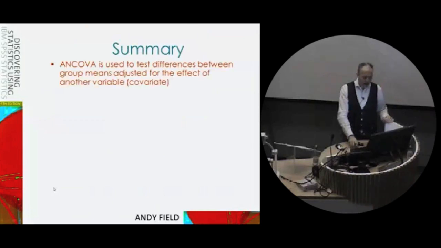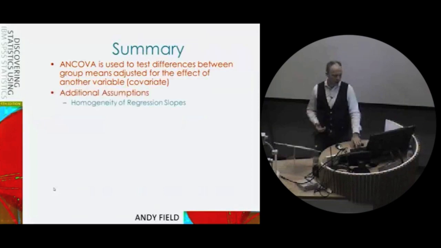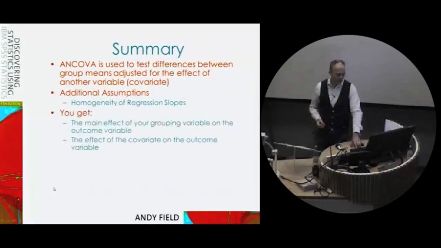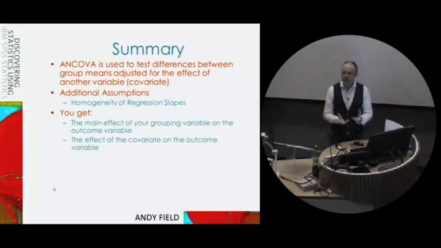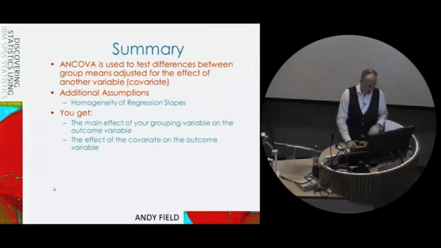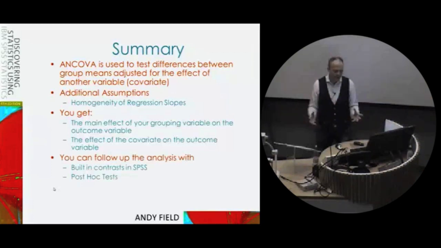So basically, you use ANCOVA to test differences between group means, but adjusting for the effect of a covariate. Bear in mind there's an additional assumption that you need to worry about, or maybe not worry, but think about, which is this homogeneity of regression slopes. Out of the analysis, you get a main effect of your experimental variable, just like you do in an ANOVA, but you also get an effect of the covariate, so there'll be something extra in the table to analyse. And you can follow up the analysis in exactly the same way as ANOVA, so you can use contrasts or post hoc tests.